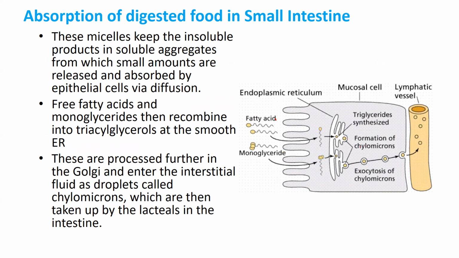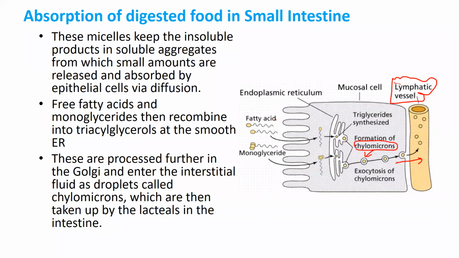Once they are pinched off, the structure formed is called a chylomicron. Now that is the structure of the chylomicron. This chylomicron, by exocytosis, directly enters the lacteals or lymphatic vessels. And we know very well that digested fat eventually goes to the lymphatic vessels. So that is the process of the absorption of fats.